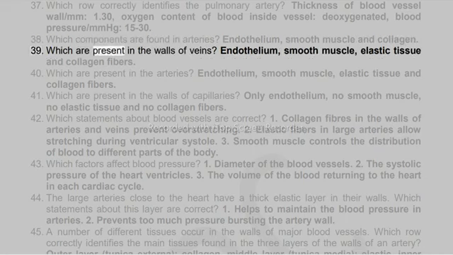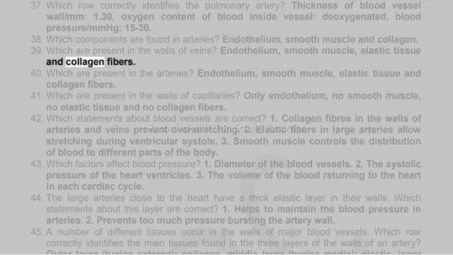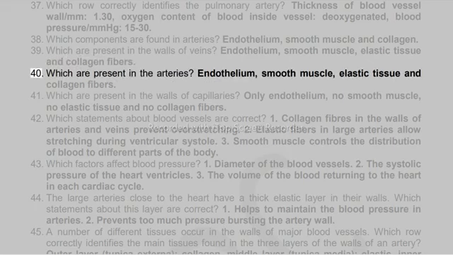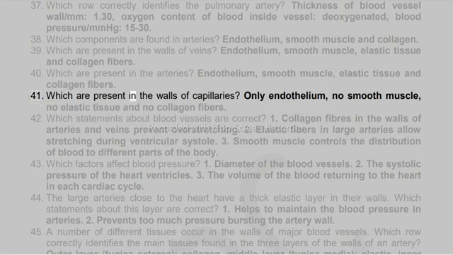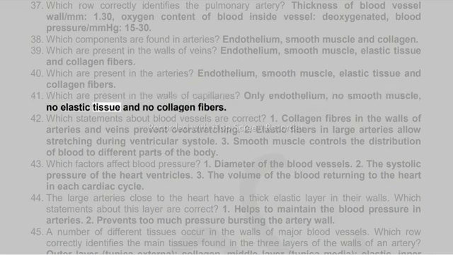28. Which are present in the walls of veins? Endothelium, smooth muscle, elastic tissue and collagen fibers. 29. Which are present in the arteries? Endothelium, smooth muscle, elastic tissue and collagen fibers. 30. Which are present in the walls of capillaries? Only endothelium, no smooth muscle, no elastic tissue and no collagen fibers.